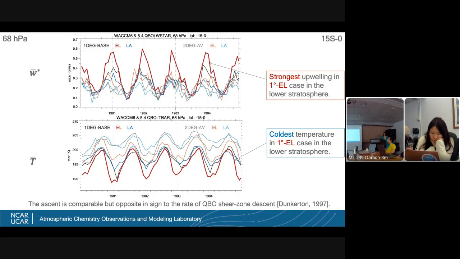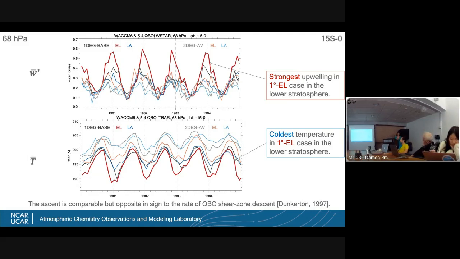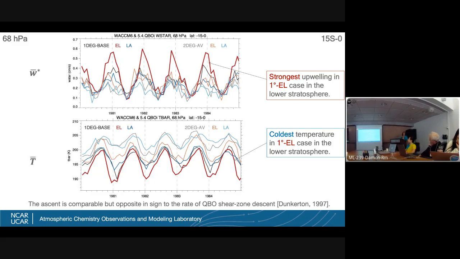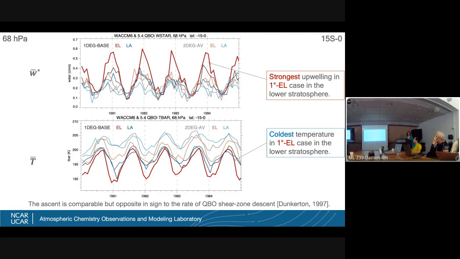So there's a paper that came out in 1997. There's one line I copied, and at the bottom you can read it. The ascent in the tropics is comparable but on the opposite side. So when the upwelling is too strong, the QBO has a hard time transitioning to a different phase. I can maybe explain better. So we found something really different in the 1 degree run.